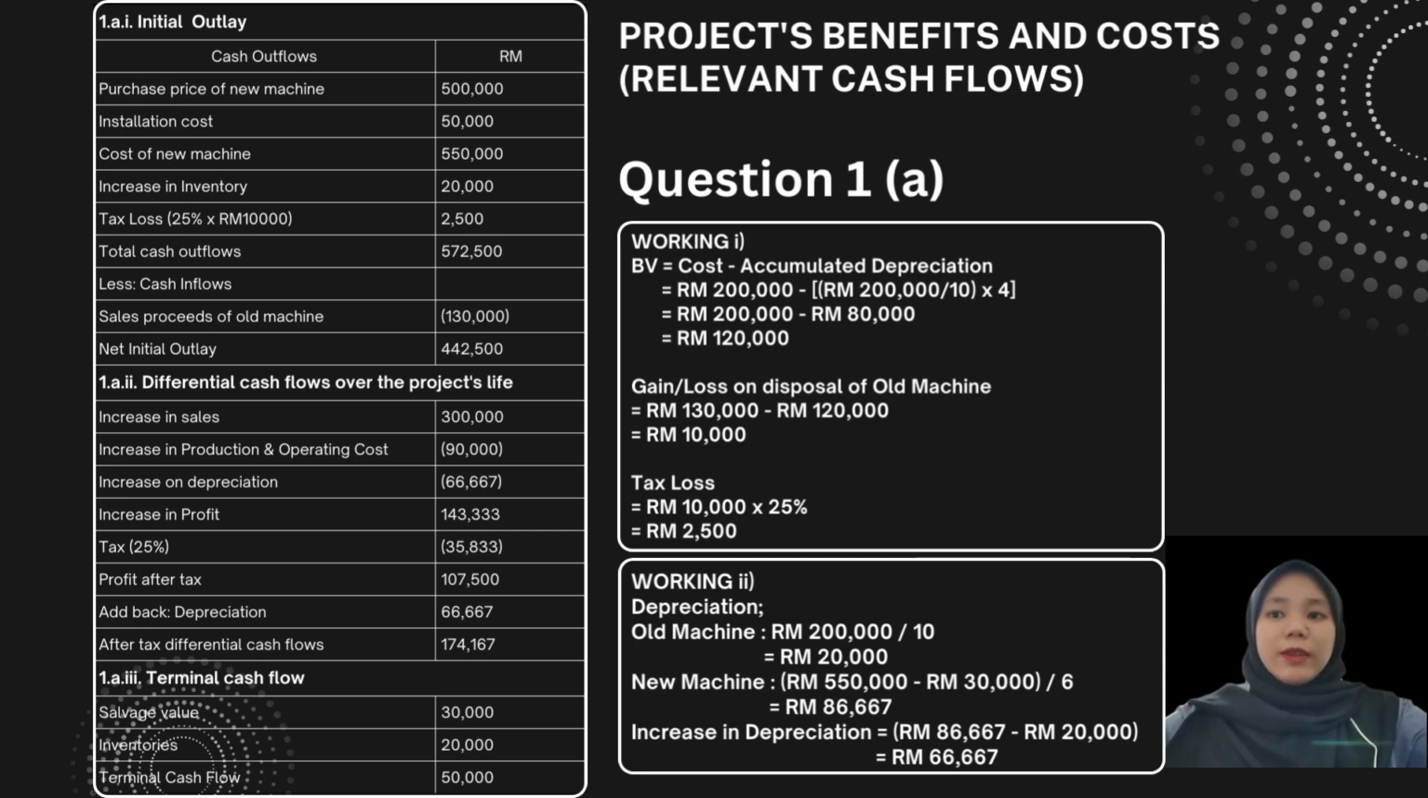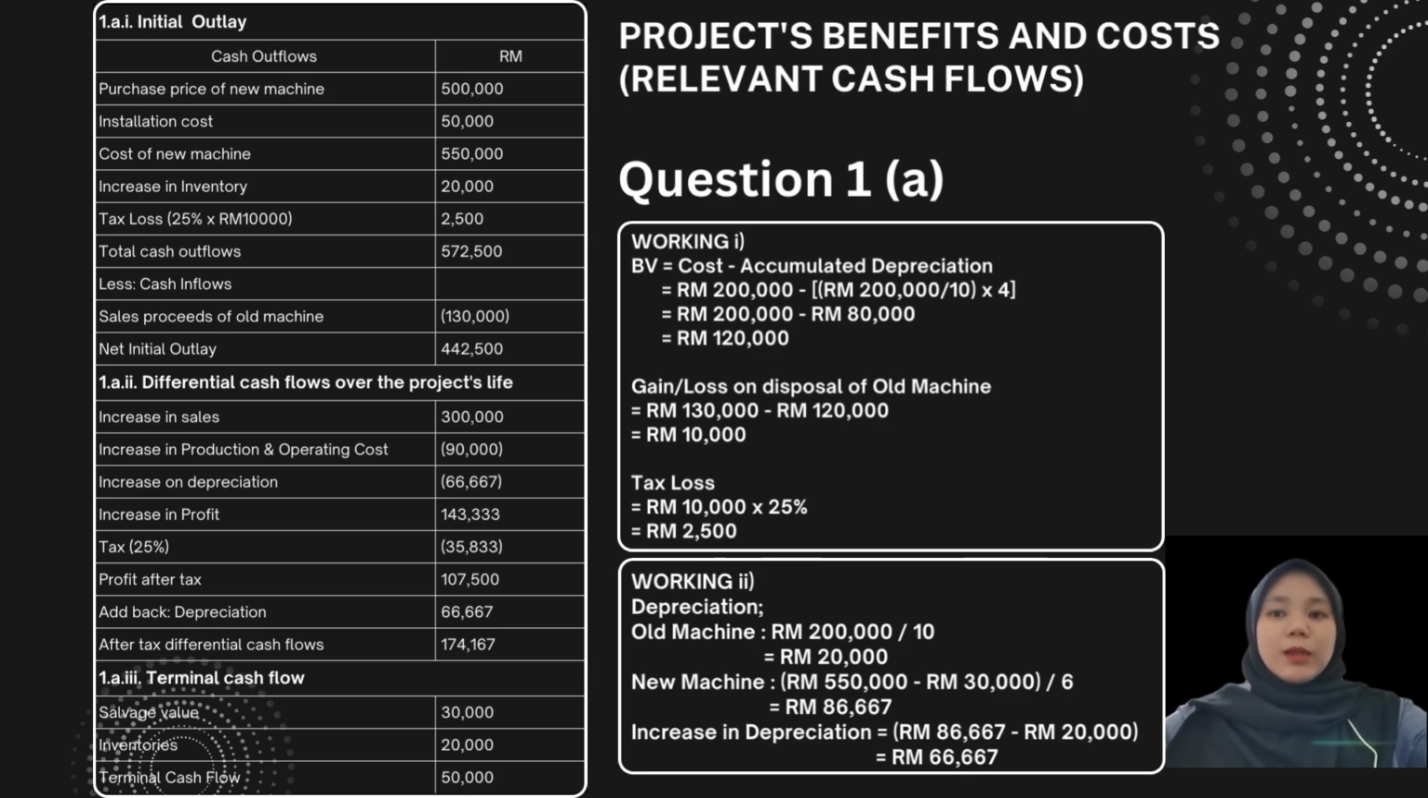Secondly, we calculate the differential cash flow over the project's life. For the incremental benefit, the increase in sales of 300,000 minus the total increase in production and operating costs and the total increase in depreciation gives the total increase in profit. Next, we minus the tax on the increase in profit to get the profit after tax. After that, we add back the depreciation to get the after-tax differential cash flow.